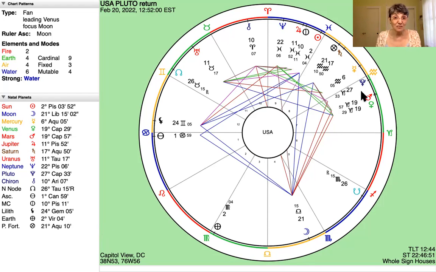Because this is the chart of Pluto return. So we can expect a lot of upheavals regarding shared resources and an economic crisis. So sad to say, but that's the reality this chart is showing. And not only that, but the moon is in the last quarter square with Pluto. So we can expect intense crisis, let's say.